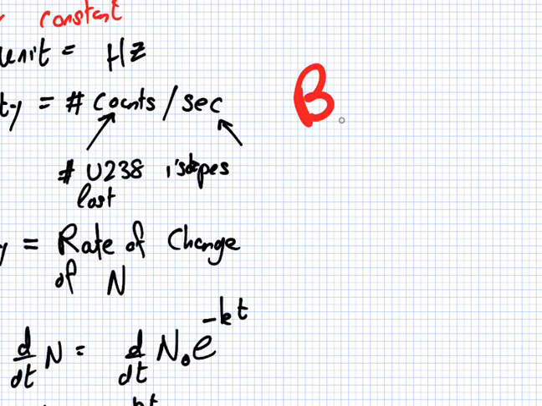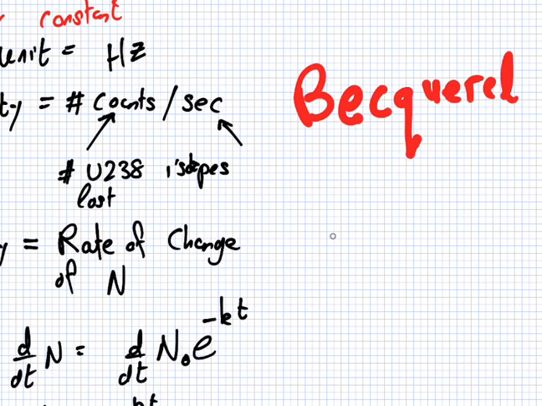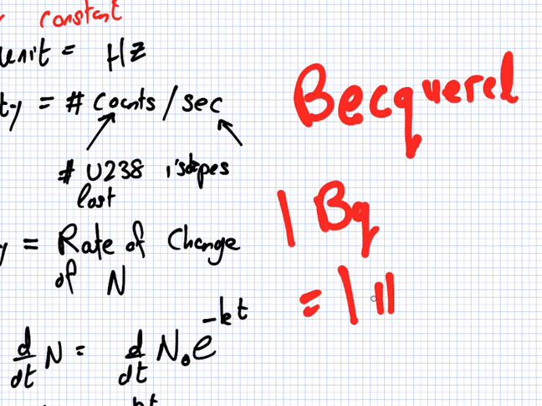Anyway, I'll just write here. B, first letter. E. C. Q. Very good. So 1 Bq is equal to 1 isotope per second. I have to fix the pen, I know. 1 destruction per second. 1 destruction per 1 second. A Bq.